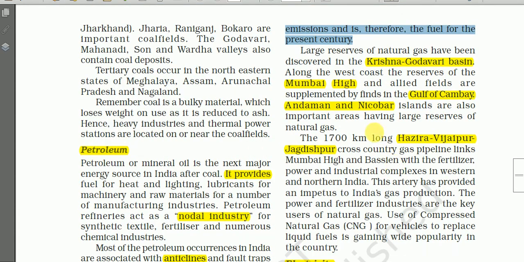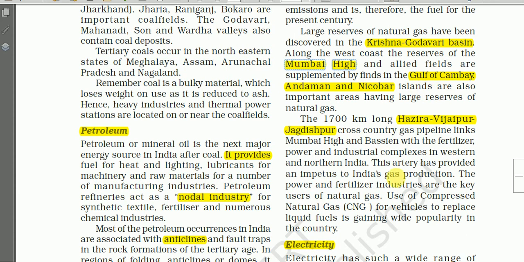And now let us read the distribution of natural gas. Large reserves of natural gas have been discovered in Krishna Godavari basin. These are river basins in South India. Then along the west coast, the reserves of Mumbai High. All of you have seen the location of Mumbai High. Then allied fields supplemented by the finds in the Gulf Cambay.